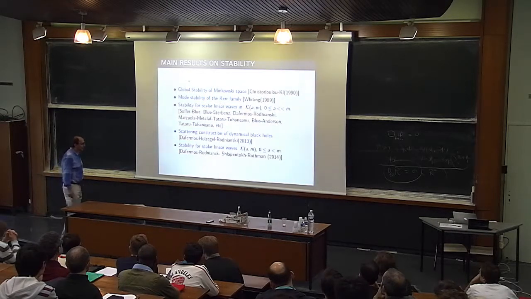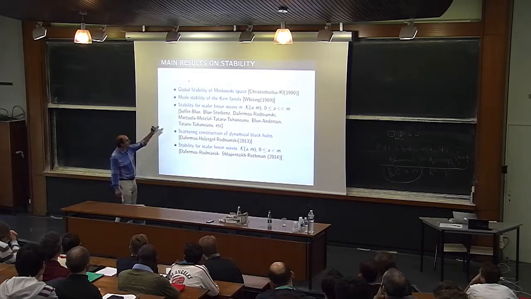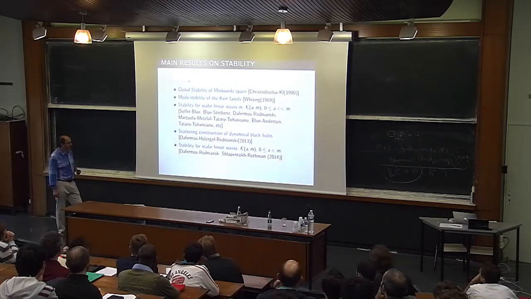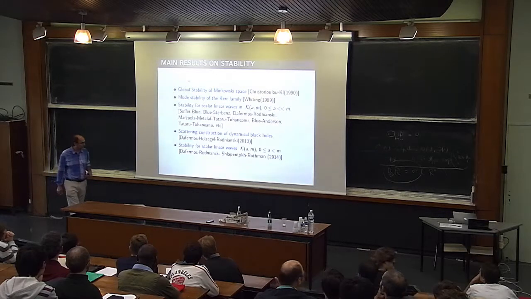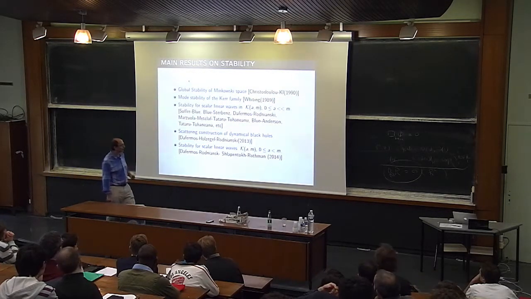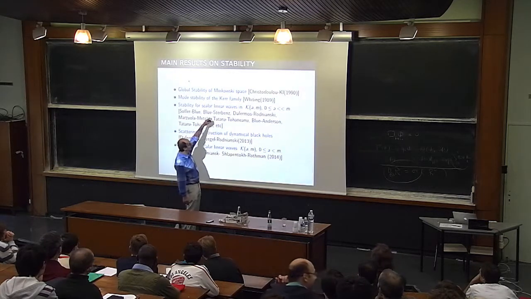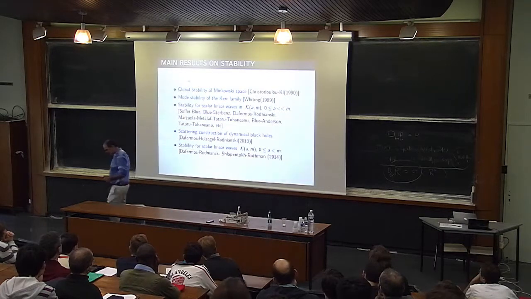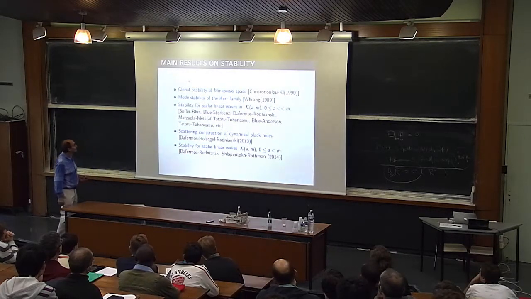And then, of course, the final result in this series is this new result of Dafermos, Rodnianski, and Shlapentokh-Rothman, where you have stability for scalar linear waves for all values of a. So these were for small values of a. This is for all values of a up to M. Right, so that's the situation.